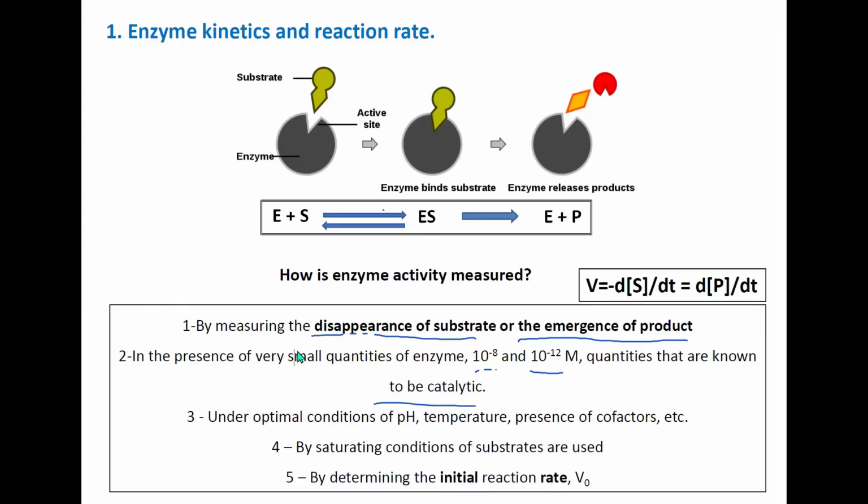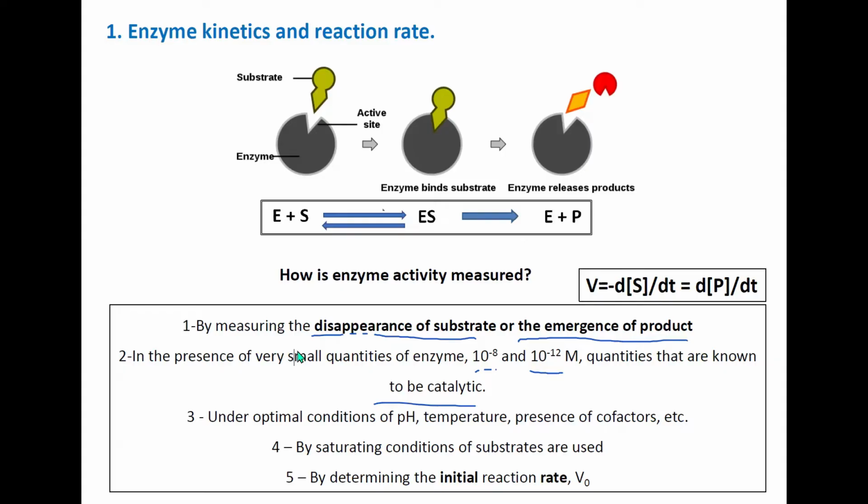You can also measure the enzyme's activity under the conditions of optimum pH, temperature, and presence of cofactors, because we know that enzymes generally work at a particular pH and temperature, and also need cofactors. So if the pH is altered, if the temperature is altered, or in the absence of the cofactors, the enzymes might not work. So we usually use the optimum conditions of pH, temperature, and of course the presence of the cofactors to measure the enzyme's activity.